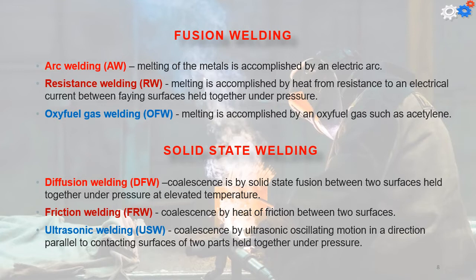Diffusion welding is one of the solid-state welding processes. In this process, the coalescence is by solid-state diffusion between the two surfaces held together under pressure at elevated temperature. Another example is friction welding, where the coalescence is by the heat of friction between the two surfaces. Finally, ultrasonic welding, where the coalescence is by ultrasonic oscillating motion in the direction parallel to the contacting surfaces of two parts held together under pressure.